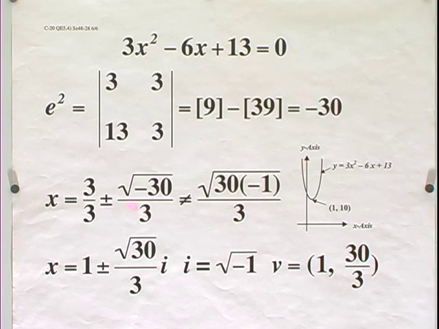When we get the square root of a negative number, it just means that the parabola will plot above the x-axis and it doesn't cross, except the roots are imaginary complex numbers, 1 plus or minus square root of 30 over 3 times i. Again, I just did 6 arithmetic operations and I get the roots and the vertex. So the geometric numerical method for solving quadratic equations is quite easy.